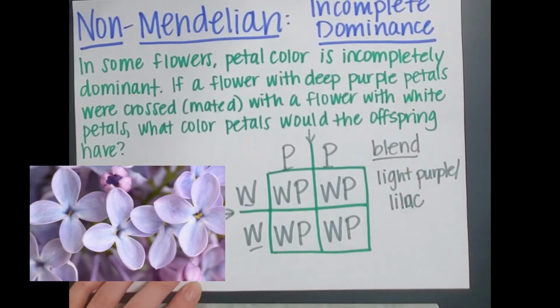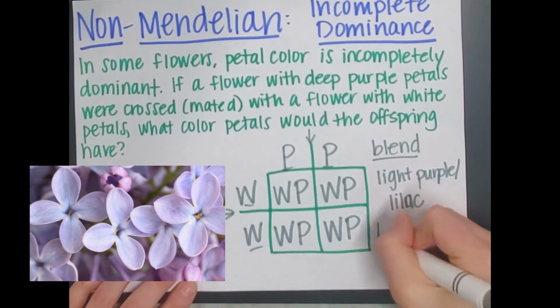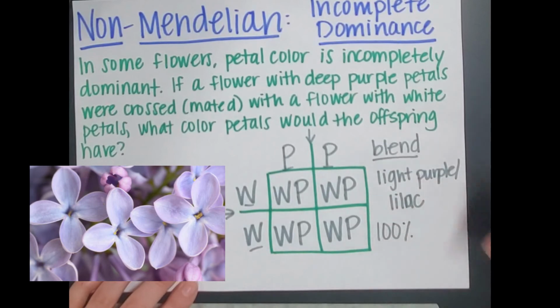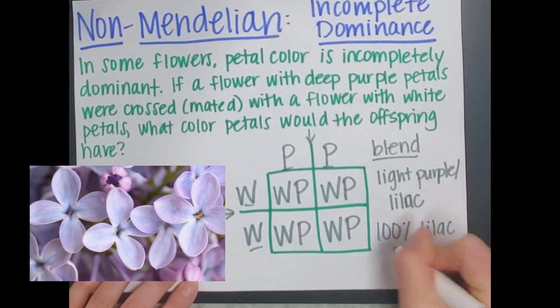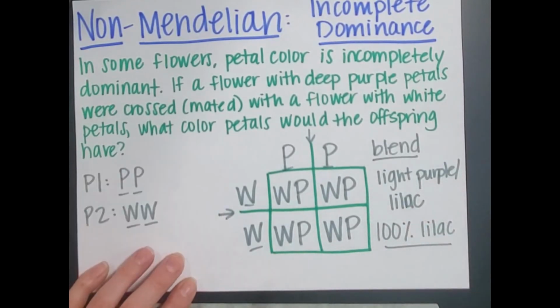If you're not color inclined, light purple is fine. If you mix purple and white paint, you'll get a lighter shade of purple. And 100% of them are going to be this lilac color. So we're going to have 100% of our new baby offspring flowers with lilac or light purple petals.